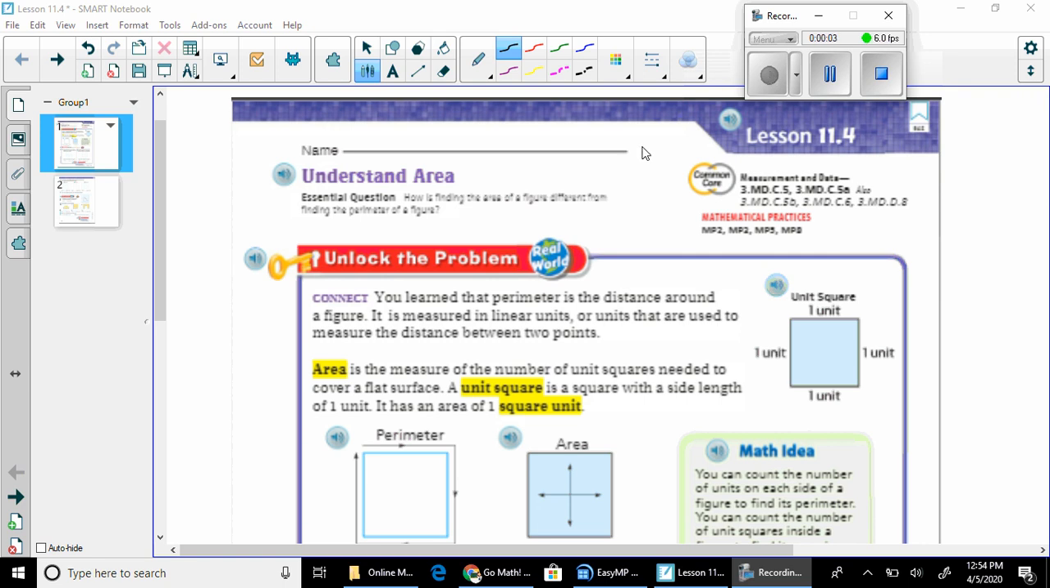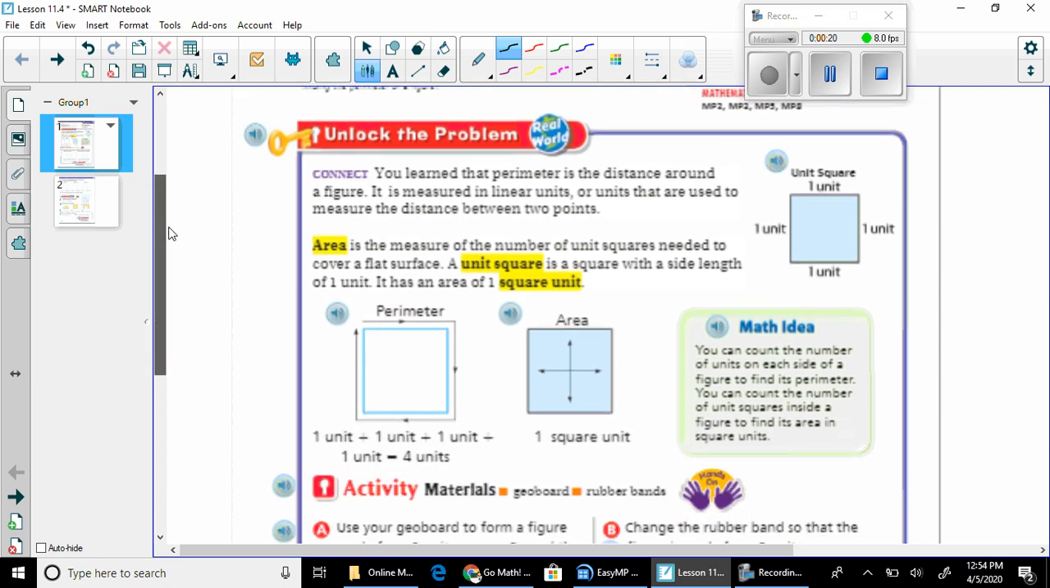Okay, this is lesson 11.4, understanding area. Last week we worked with perimeter, which is the space around a figure, and area is different. Area is finding the space inside of the figure, okay?